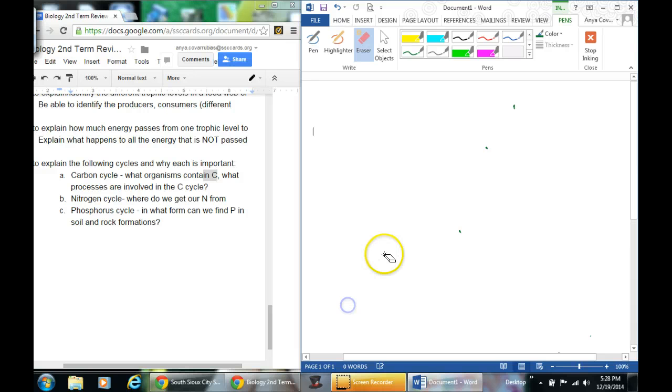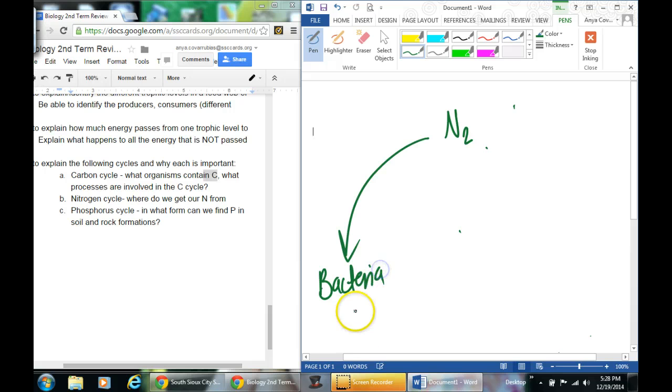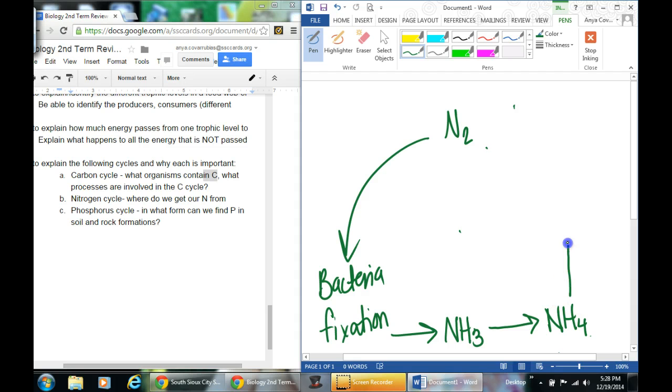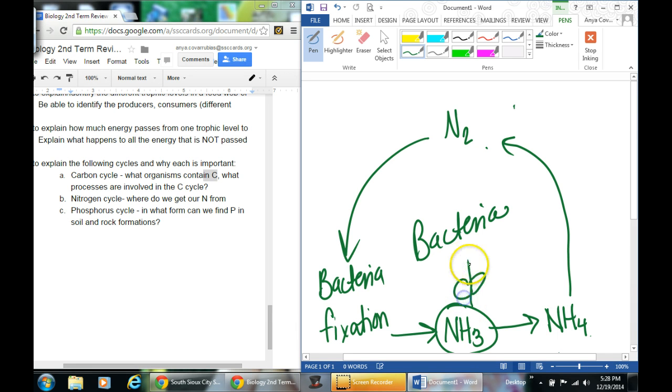The nitrogen cycle: nitrogen comes from the atmosphere. We have bacteria that are nitrogen fixing. This is the process of chemosynthesis, so they turn it into ammonia. Then we have more bacteria that turn it into NH4, and then more bacteria that turn it back into N2. So this is a really important cycle for bacteria and also for us, because this NH3 is needed for plants to grow. Without ammonia, our plants wouldn't grow, and again, we wouldn't exist.